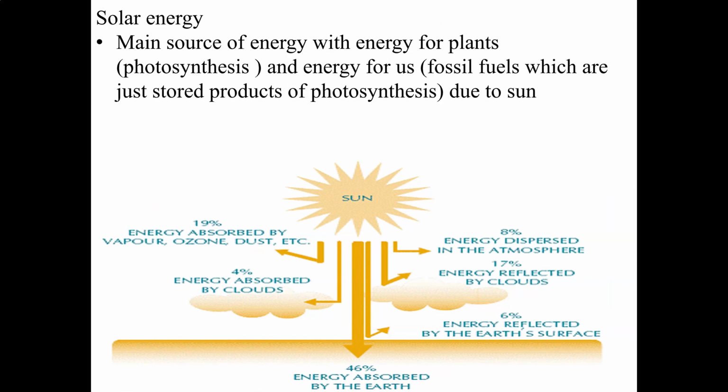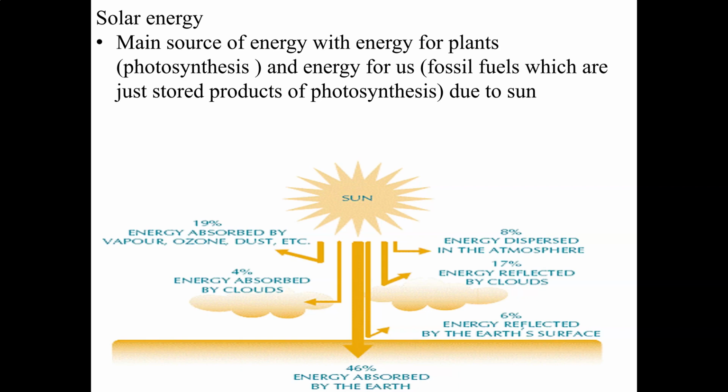So solar energy is the main source of energy, with energy for plants, energy for us, and fossil fuels, which are just stored products of photosynthesis. When you're eating food, let's say you're eating a steak, the cow ate the grass, and the grass got the energy that allows the cow to survive from the sun. So the sun is basically the origin of all life, right? Because if you don't have plants, you don't have any animals either. It's the cycle of life. So in the event that something catastrophic happens and we're able to block the sun, you won't have any life anymore because the sun is that integral to life on Earth.